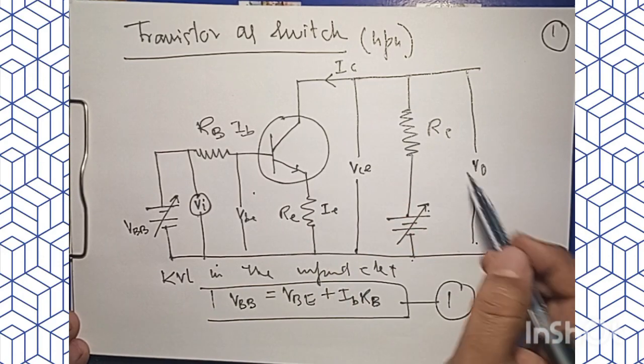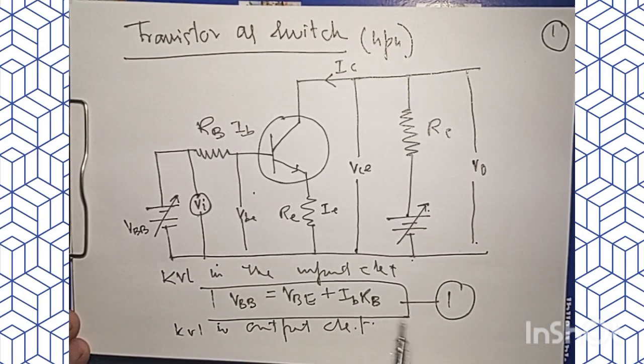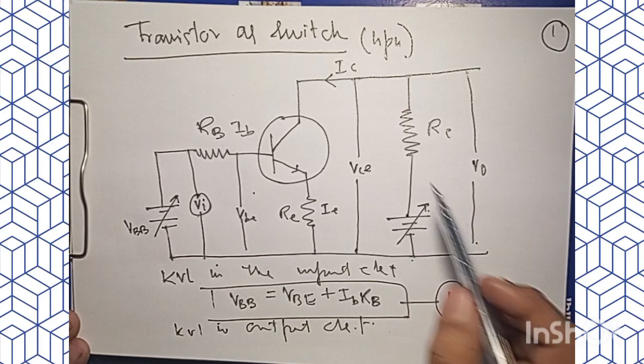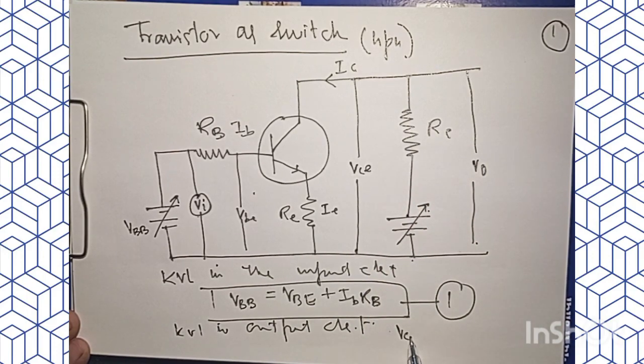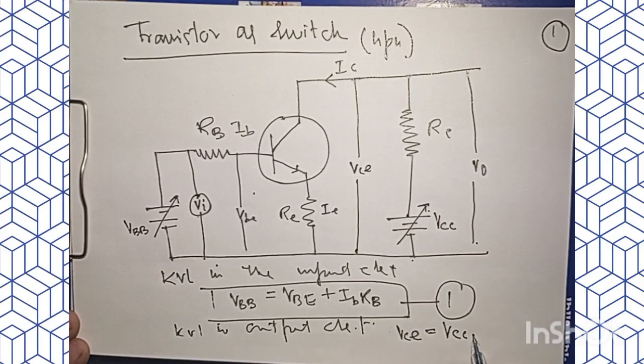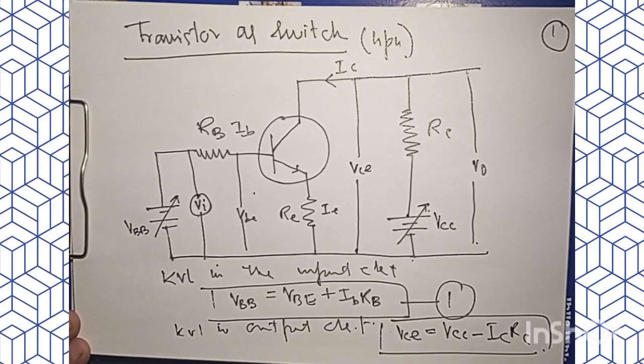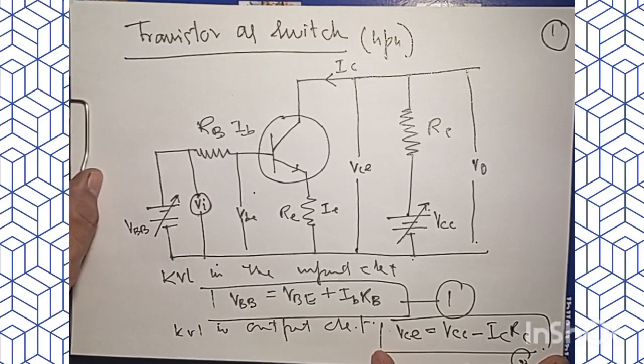We can look at the output circuit here, and use KVL in the output circuit. In that case, VCE will be VCC minus ICRC. So these are the two important equations.